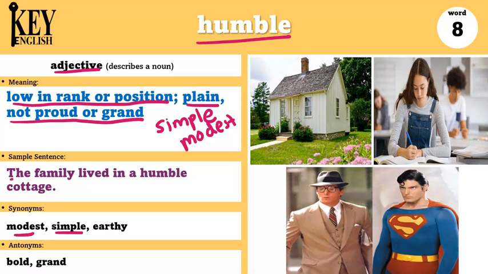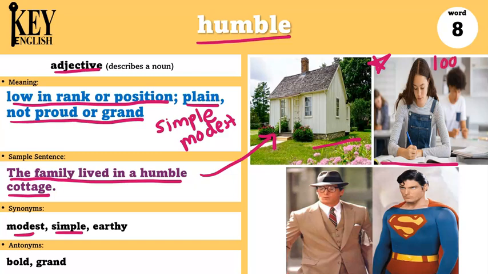For example, the family lived in a humble cottage. So here's an example of a humble cottage. It's very simple, it's not very big, it's just a small house, so we can describe it as being humble. Another example would be, she's a humble student who never shows off her high scores. Maybe this student is very smart and she always gets really high scores on her tests.